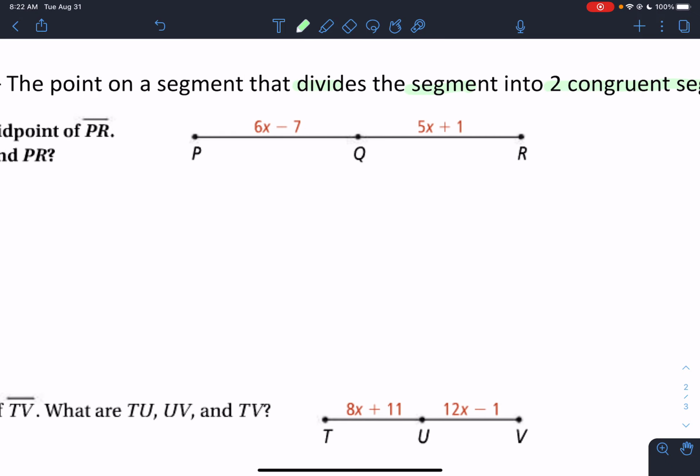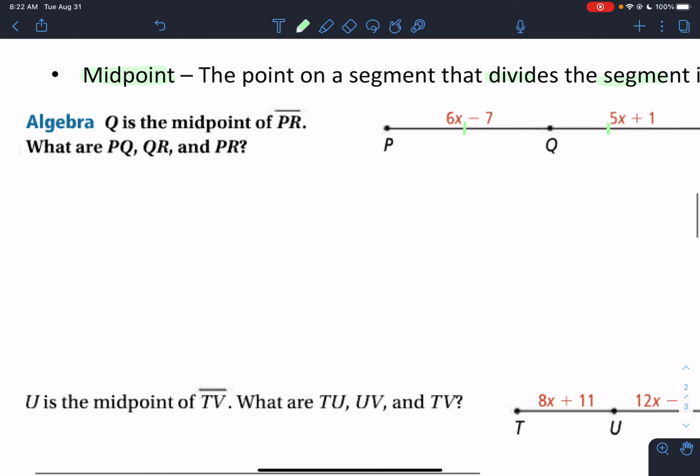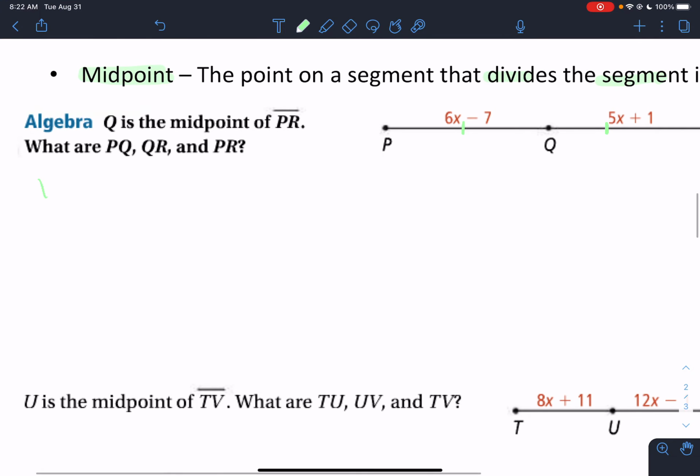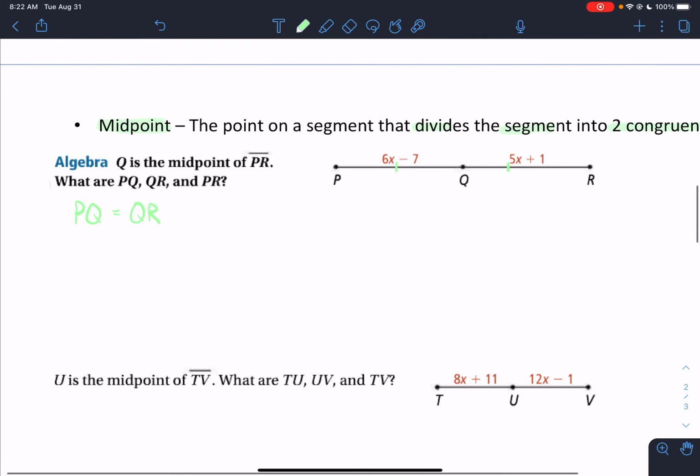Yes, Q is the middle, but what's more important for us is knowing that this segment here, PQ, is equal to this segment right here, QR. So I can put a single line through the segments. That, in a picture, shows that they are equal to each other. And here I can write that PQ is equal to QR. Again, that's something I know because that's what midpoint means.